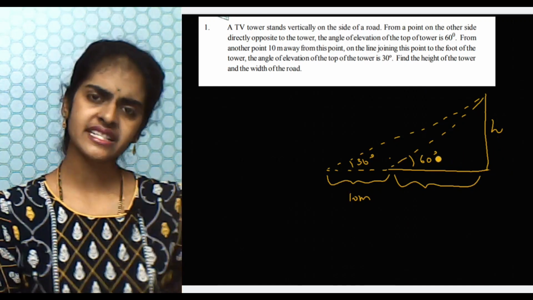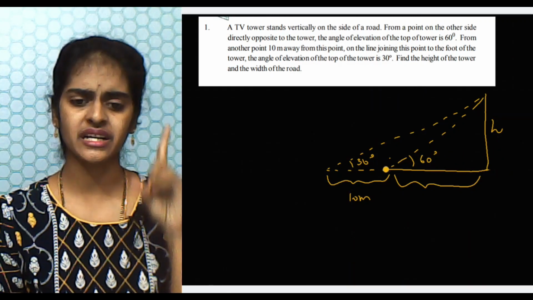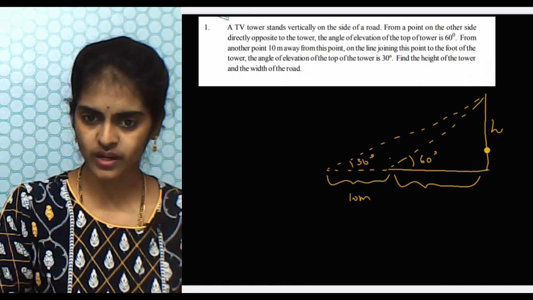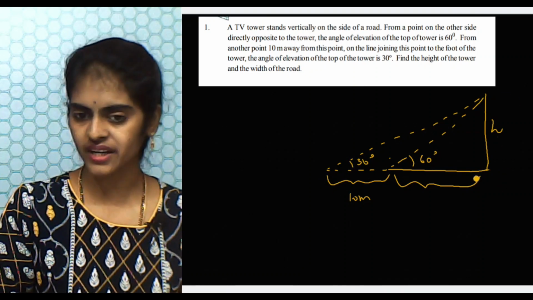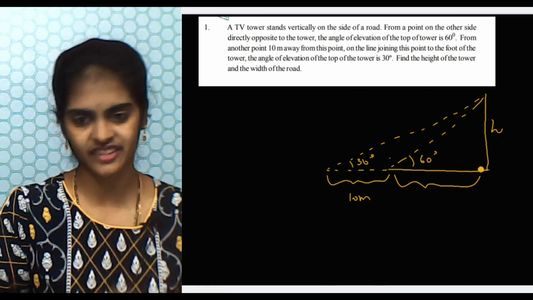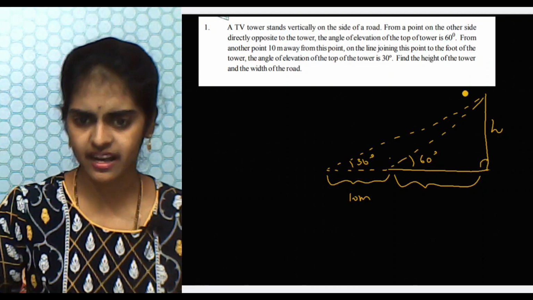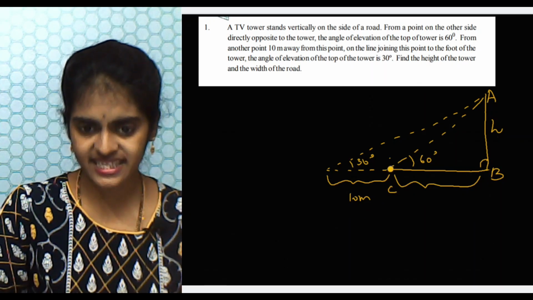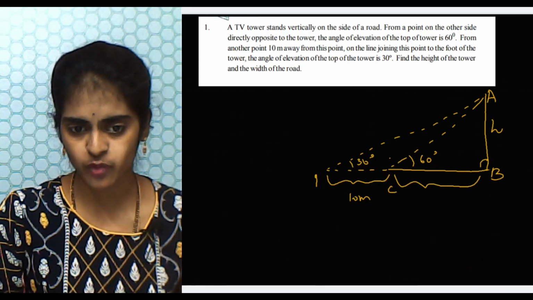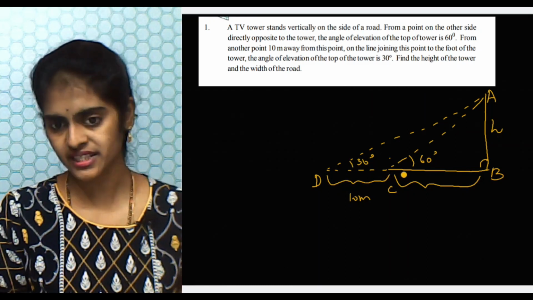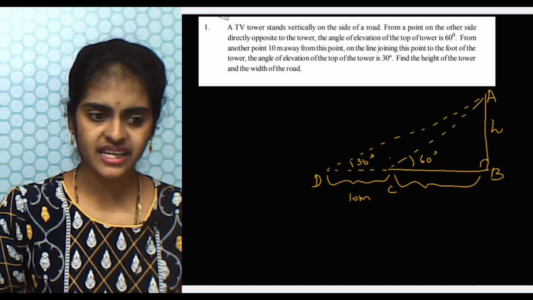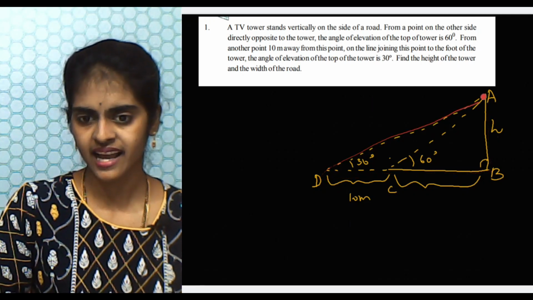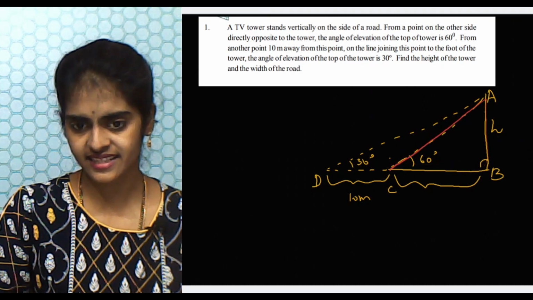Okay, so in the previous exercise we dealt with only one triangle, but in this exercise we are going to deal with two triangles. Here you can see this is one triangle, 30 degrees, and this 60 is another triangle. So let us name all the triangles. This is A, B is the tower. This is point C, which is the other side of the road, and this is point D, 10 meters away from point C. So A, B, D, here you can see A, B, D. This is one triangle, and A, B, C. This is the other triangle.